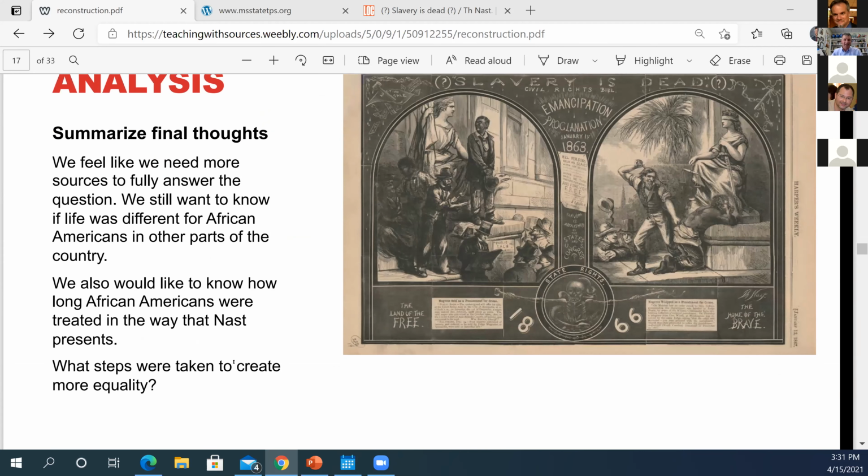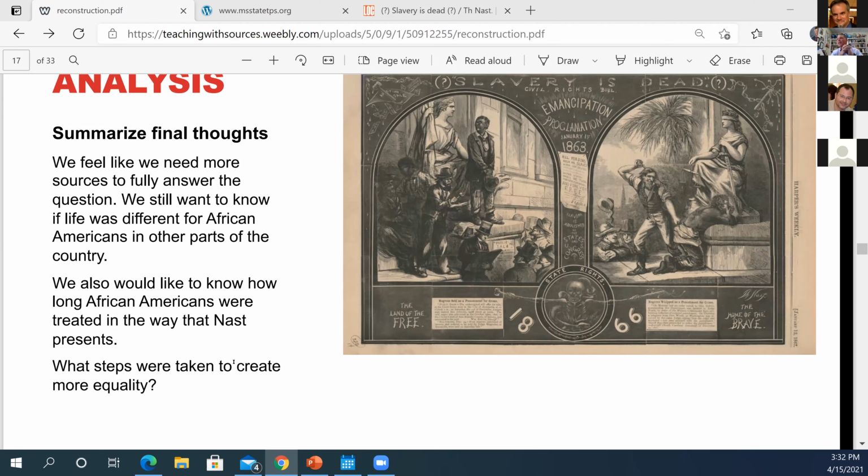This is what they said. And that's going to lead to what we're about to do. He says, we feel we need more sources to fully answer the question, which goes back to, I think it was Mark saying, hey, is one source enough? One source is not enough. We do need more sources just to understand what's going on in this particular cartoon.